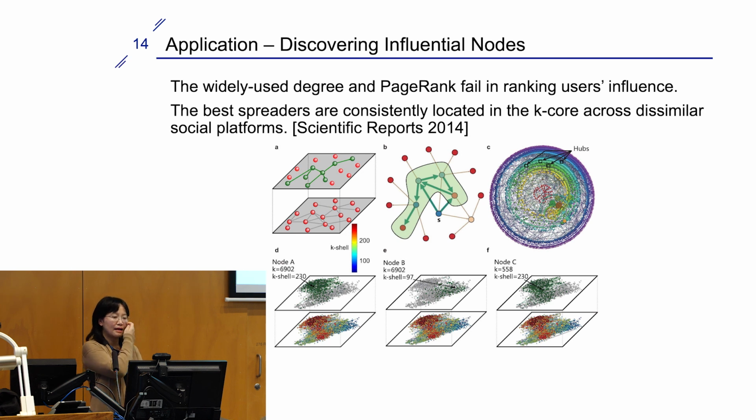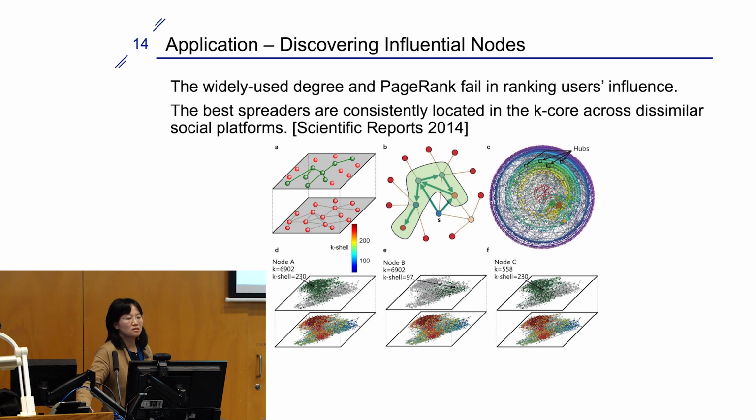The conclusion is that using cohesive subgraph-based metrics, such as the K-shell number, which is similar to the K-core number, is a more accurate indicator compared with the traditional degree or PageRank based metrics. For instance, in the first figure there is a node A. Its degree is high, and its K-shell number is also high at 200.